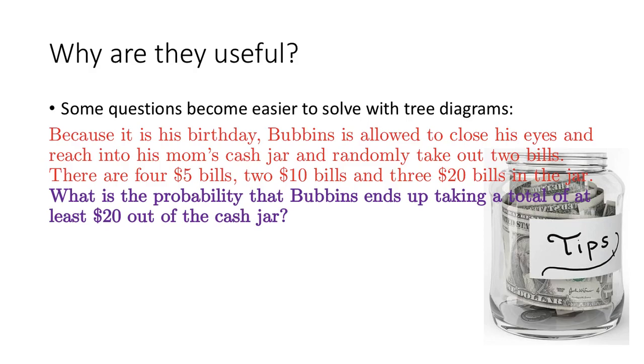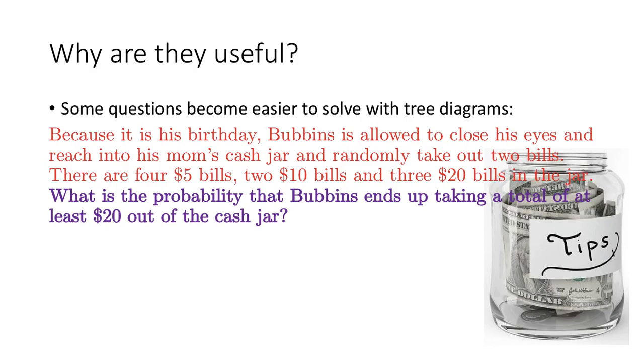Now, if you look at this real quick, you may not necessarily see how this is a more complicated question, but it's because when you're trying to figure out favorable over total, the favorable outcome in that first step isn't so clear, right? Because you're trying to end up with at least $20, which means you could get a 5 and a 20, or a 10 and a 20, or a 20 and a 20, or a 20 and a 5, or a 10 and a 20. It's easy to lose track of all these outcomes.